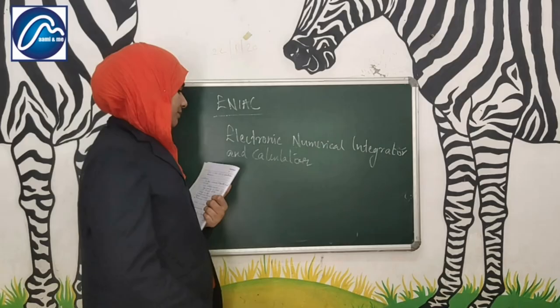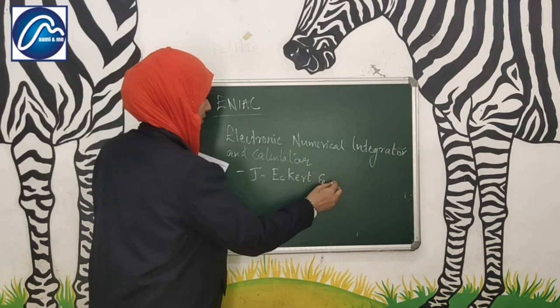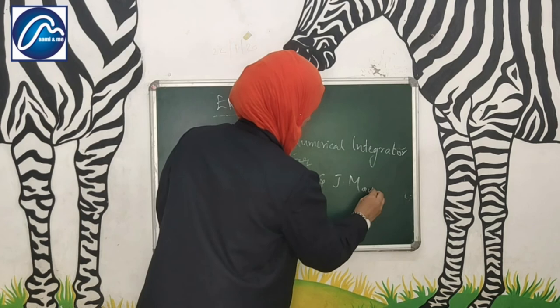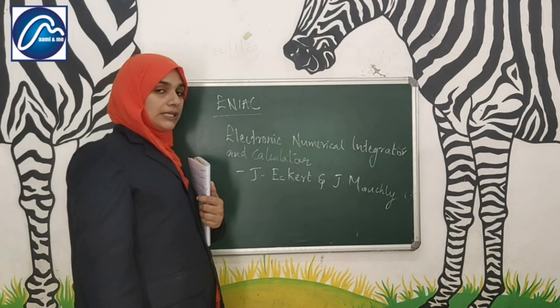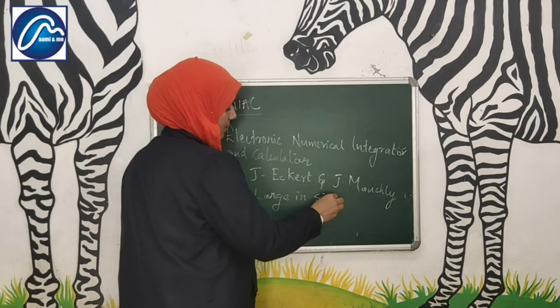It is developed by J. Eckert and J. Mauchly. ENIAC was large in size and consumed a high amount of electricity.